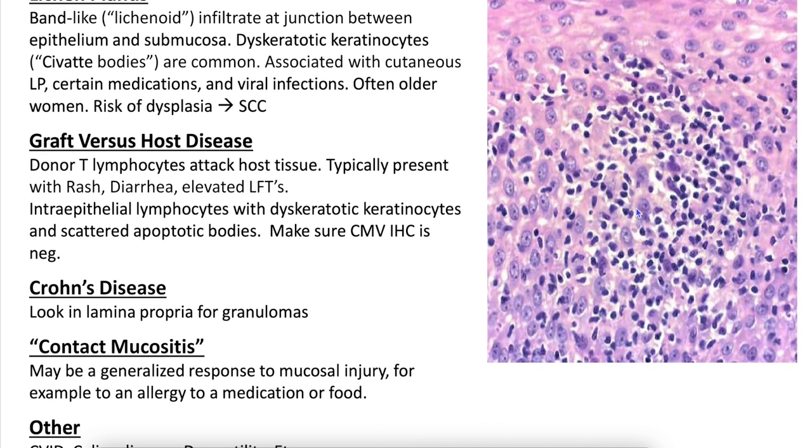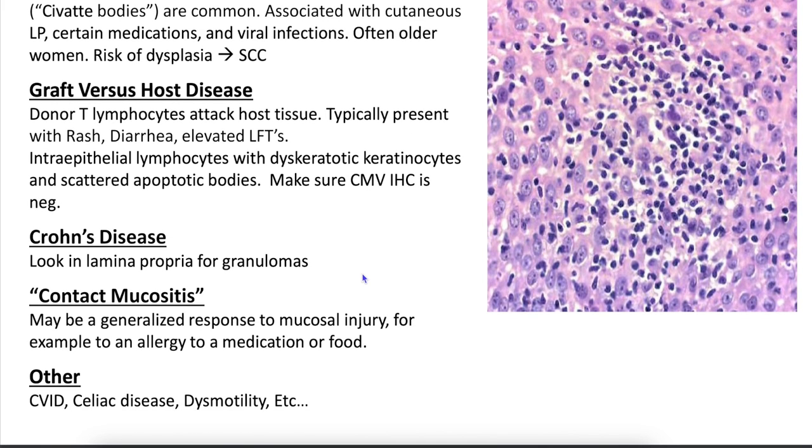Graft-versus-host disease, especially for those who had a bone marrow transplant. This is when your donor T lymphocytes attack host tissue, and it typically presents with rash, diarrhea, elevated LFTs. You'll get intraepithelial lymphocytes with your Civatte bodies and scattered apoptotic bodies. And you want to make sure your CMV IHC is negative. And again, this can happen when you get an organ transplant, not necessarily just your bone marrow transplant.